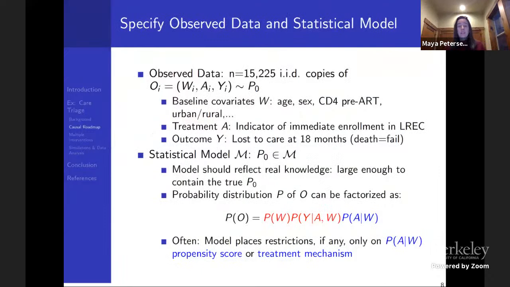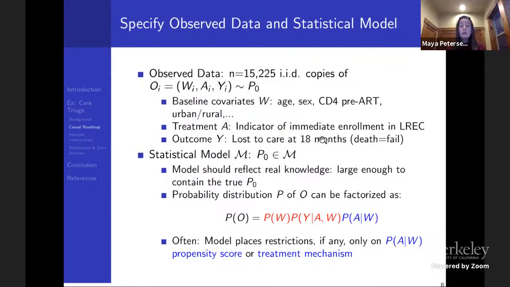So our observed data for this problem were about 15,000 copies of, to start with, we'll discuss a simplified version of the observed data. So baseline covariates, which included age, sex, CD4 count, et cetera. Treatment, a binary indicator of whether they enrolled immediately in the program, and then an outcome, whether they were lost to care at 18 months.